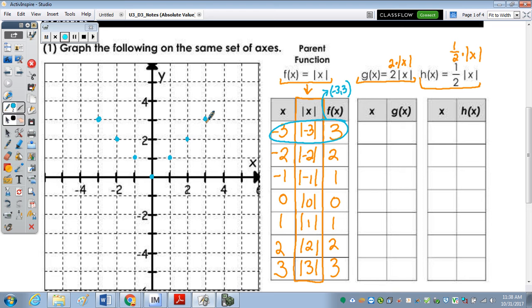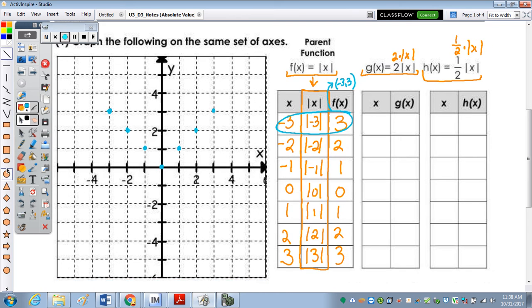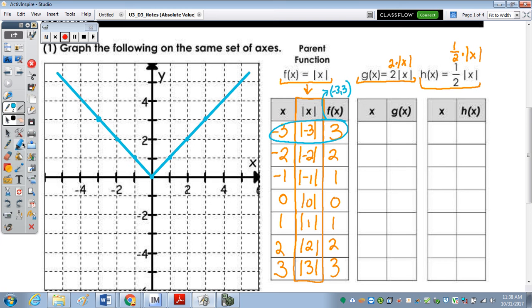And you should see that symmetry. Okay? So the left half would fold onto the right half. So let's take your straight edge and connect. Keep going with the V, stretch all the way across. And remember to put your arrows. The only time you don't put arrows is if they tell you to only graph from one x to the second x. Okay? Let's practice typing in.